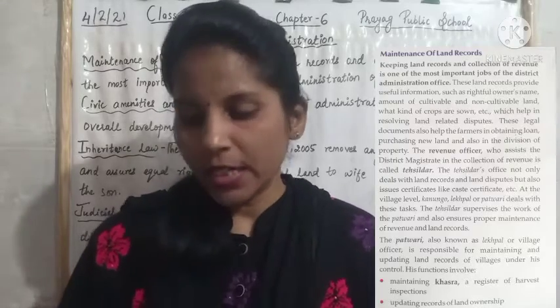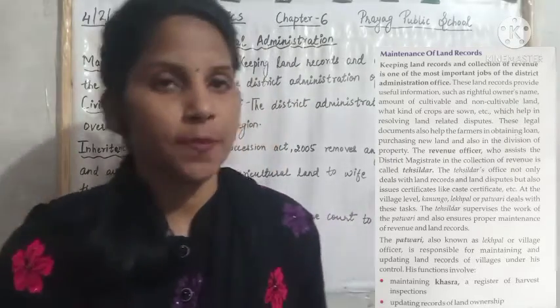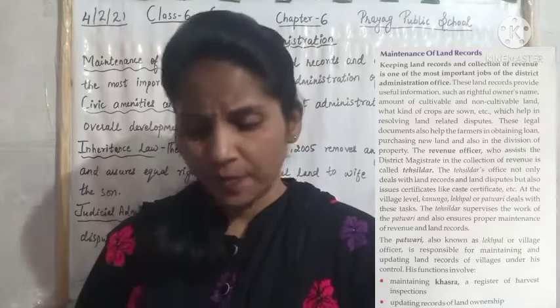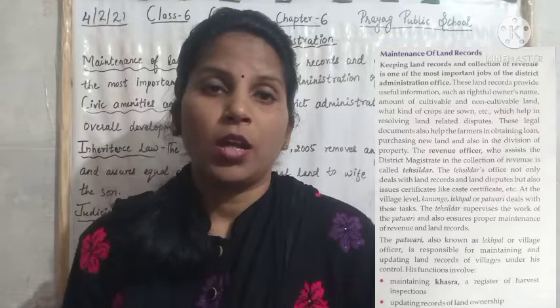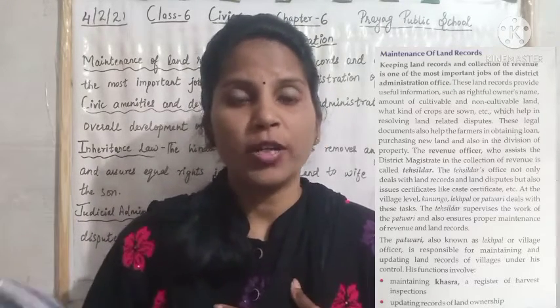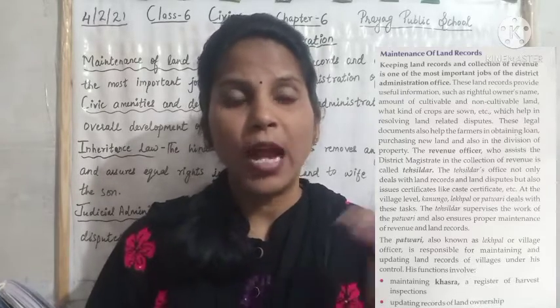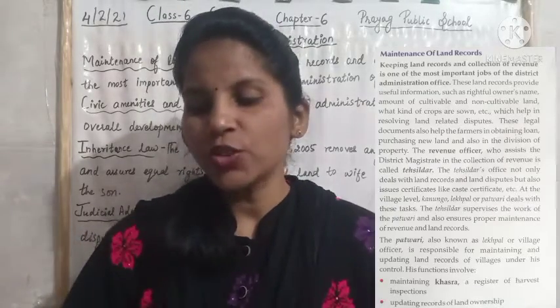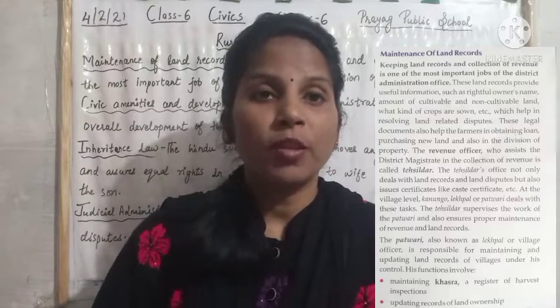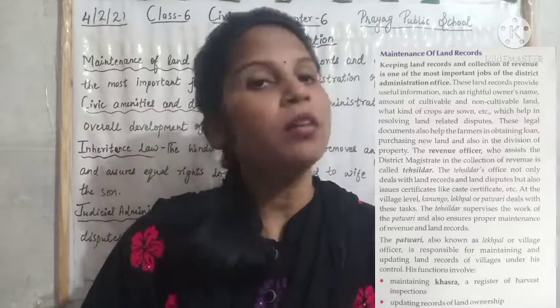First one, maintaining khasra, a register of harvest inspection. Khasra, you can say it is a register of harvest inspection, ki kaun si zameen kaisi hai. Then second, updating records of land ownership. Means to update the record of land ownership, suppose I have bought a land, then I can sell it to other persons, so that record should be updated by the Patwari. Then organizing collection of land revenue from farmers. Whatever revenue is collected from the farmers has to be recorded by the Patwari.